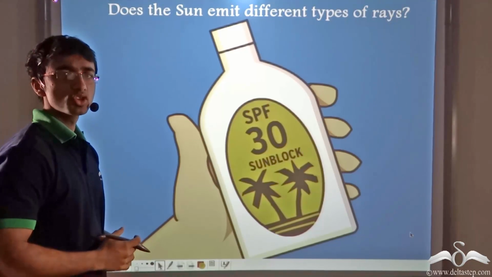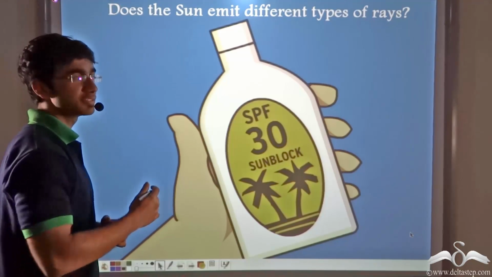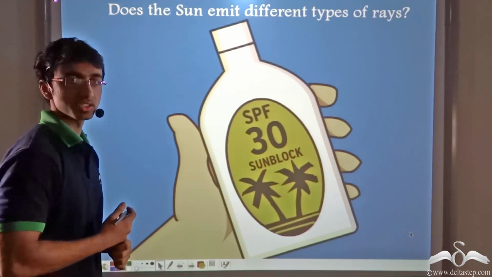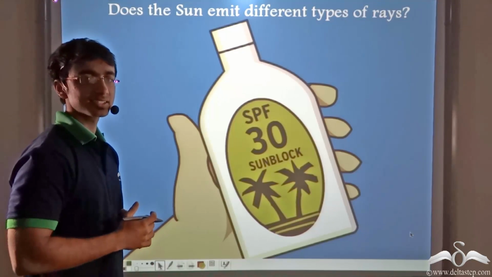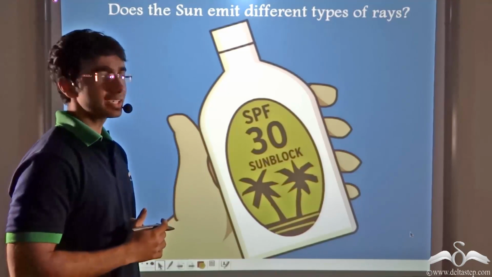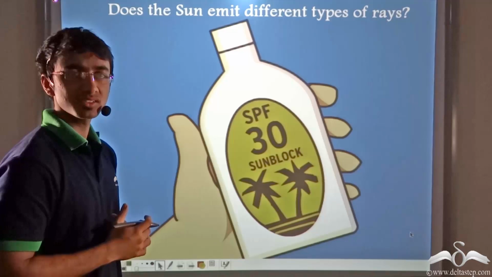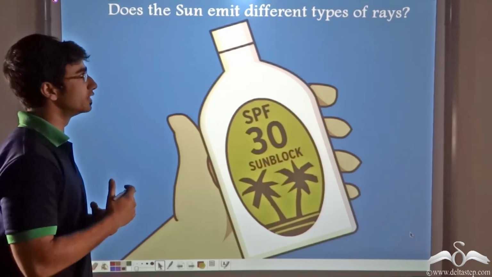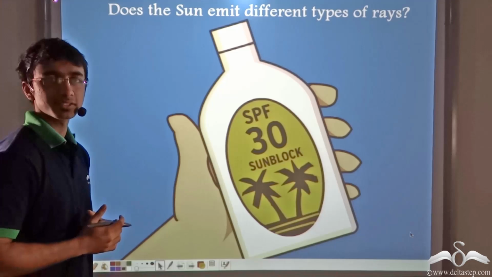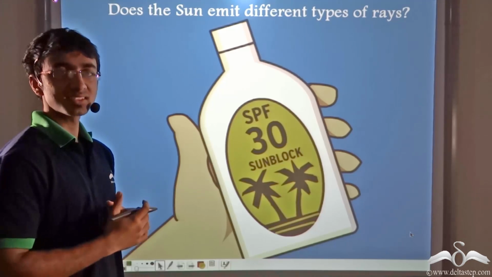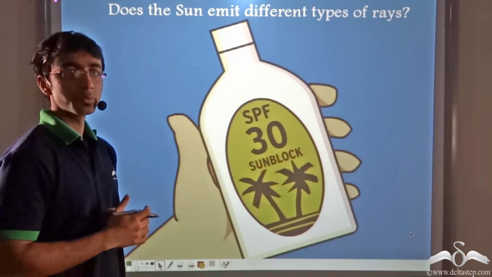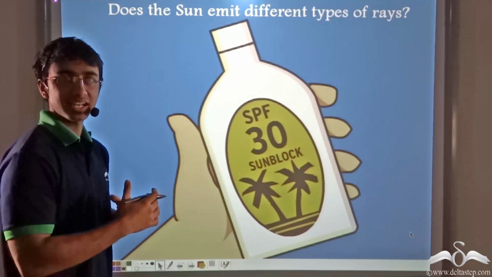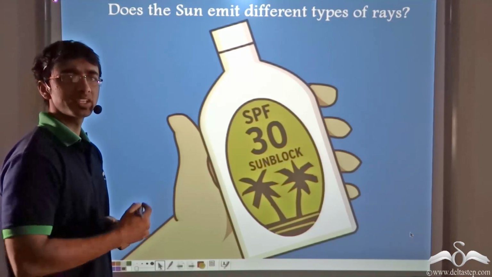In the summer, you must have seen certain advertisements of sunscreen lotions. Now, in these ads, they say that you must use these sunscreen lotions and creams to protect yourself against the sun's UV rays or ultraviolet rays. Now, we know that the sun is a source of light, and we know that it provides us light rays. Now, what are these UV rays?